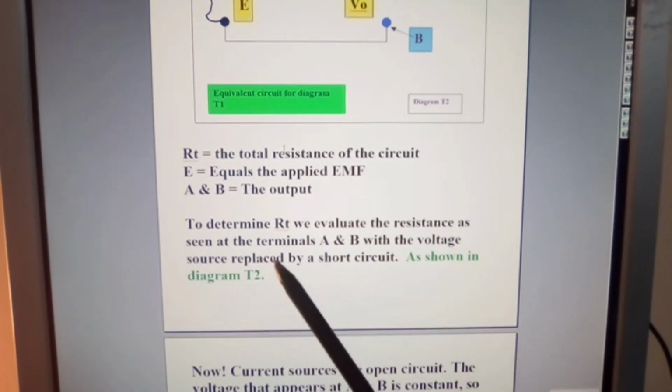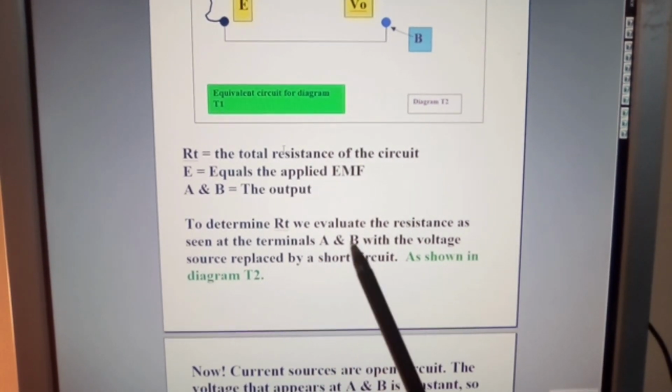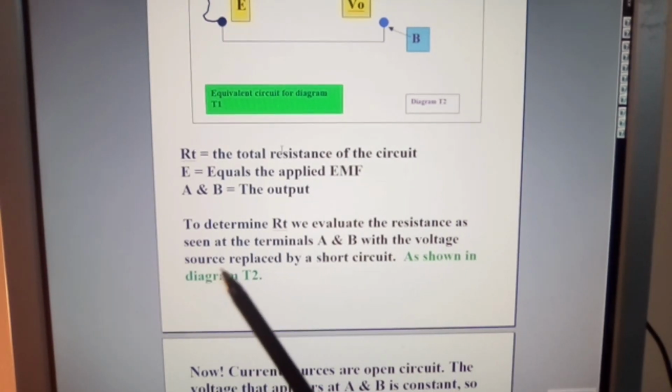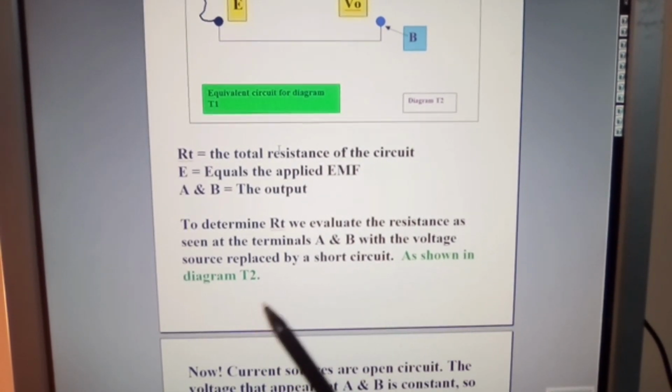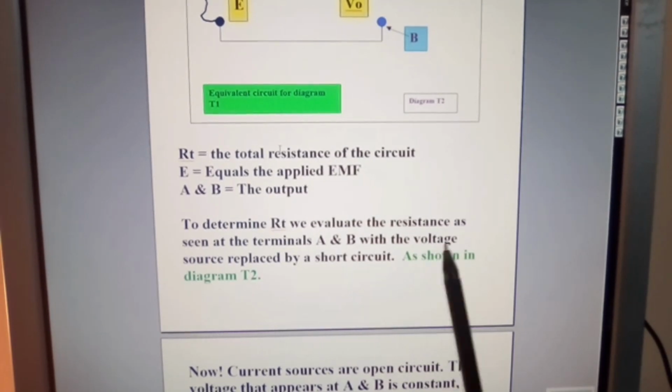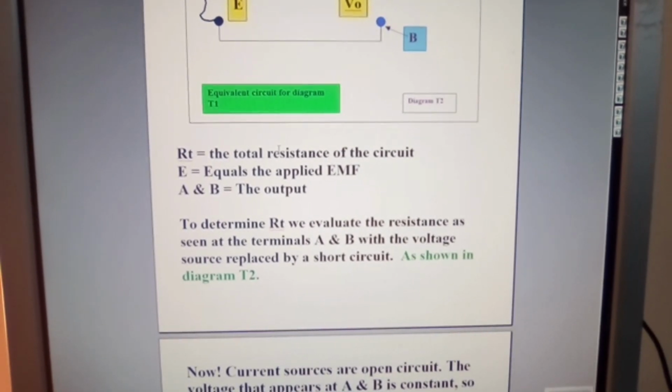To determine RT, we evaluate the resistance as seen at the terminals A and B, with the voltage source replaced by a short circuit, as shown in diagram T2.